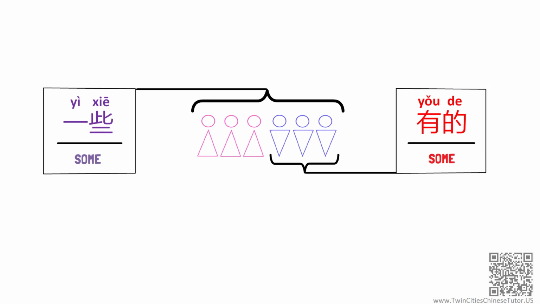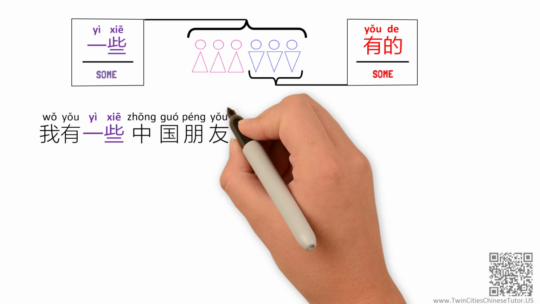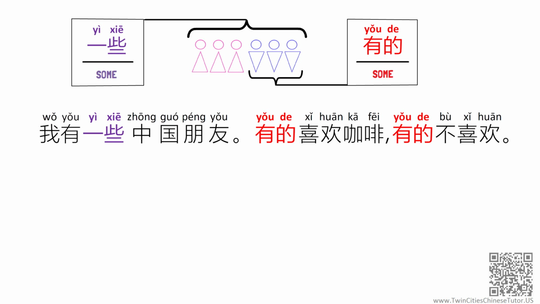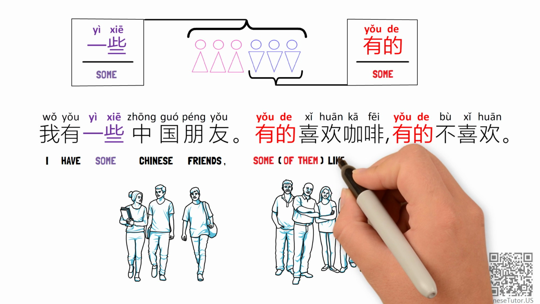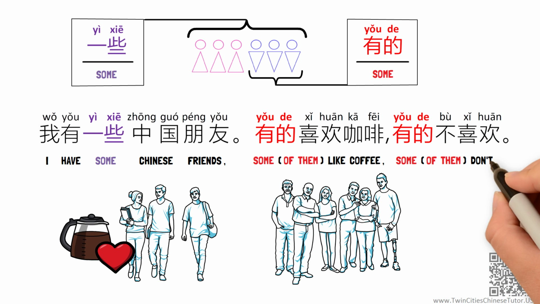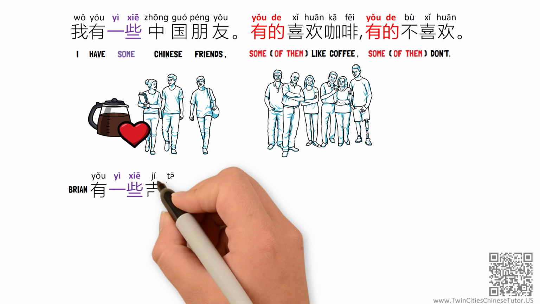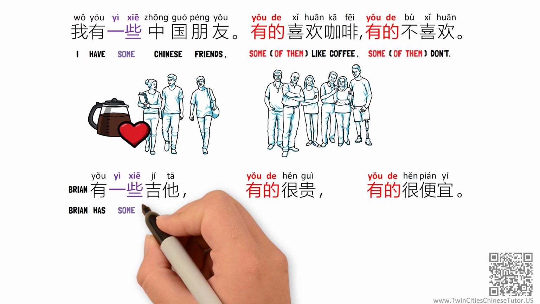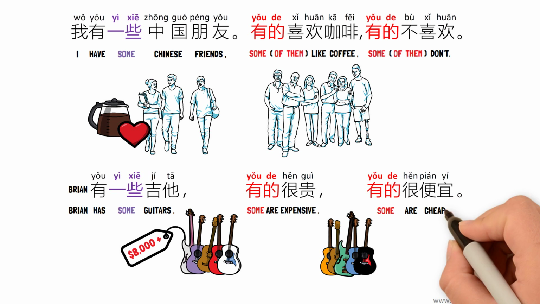For example, if Brian says, 我有一些中国朋友, 有的喜欢咖啡, 有的不喜欢. He is saying, I have some Chinese friends. Some of them like coffee. Some of them don't. If I say, Brian 有一些吉他, 有的很贵, 有的很便宜, I mean, Brian has some guitars. Some are expensive, some are cheap.